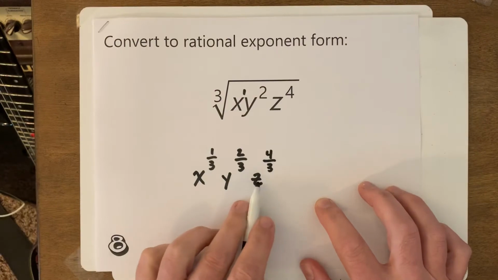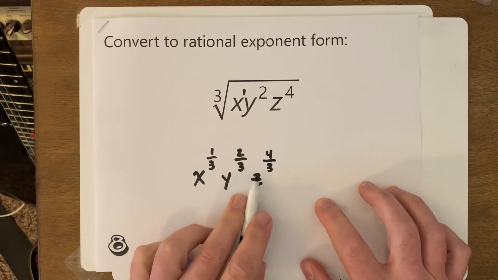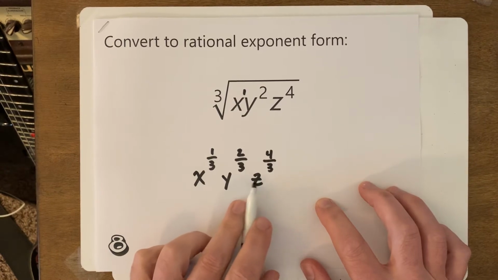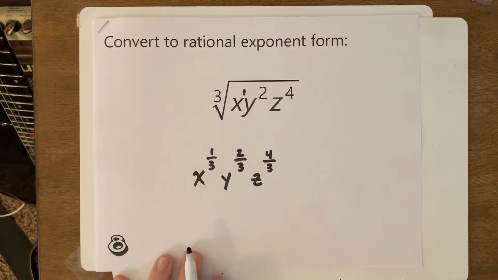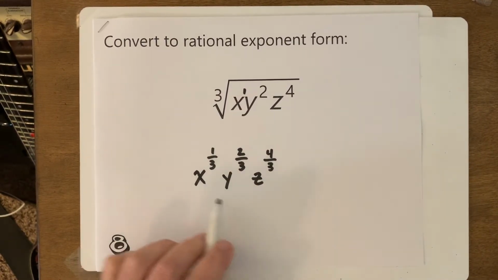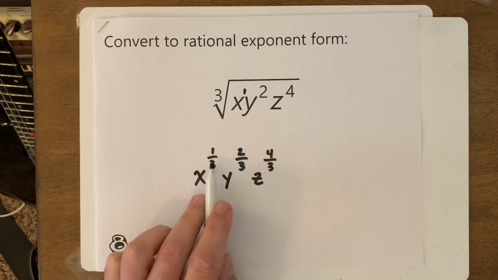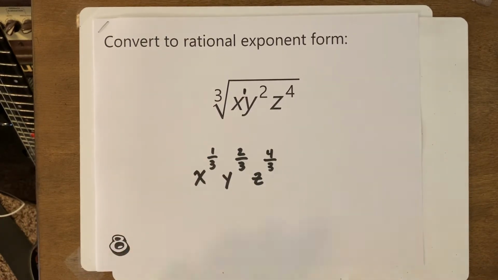People ask me why I put a little line in my z's, because I don't want it to look like a 2. And sometimes I have sloppy handwriting, and so that just kind of makes sure that I know that that's a z and it's not a 2. All right, so that would be an answer that's done. All my fractions are simplified, and so I'm good to go.